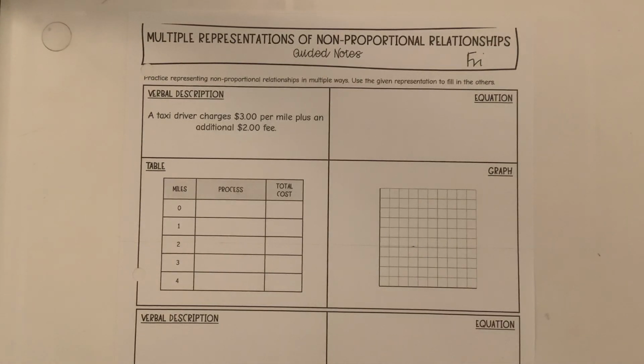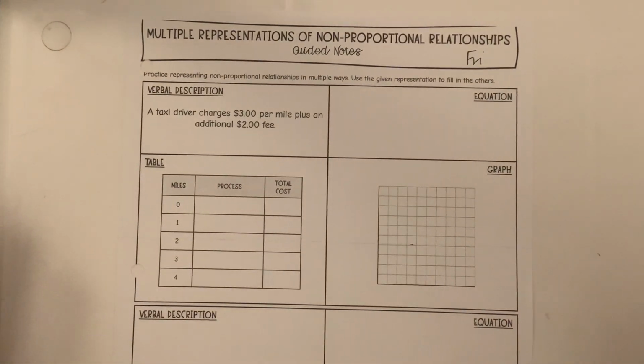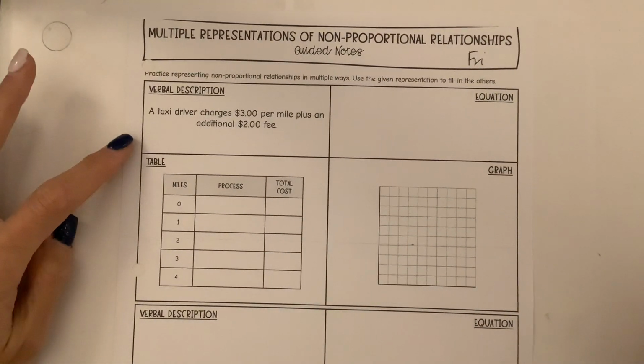Hey y'all, today you are going to learn about multiple representations of non-proportional relationships. So first, just like we did with our proportional relationships, we have four different representations: the verbal description, the equation, the table, and the graph. So in this case, we are given the verbal description.